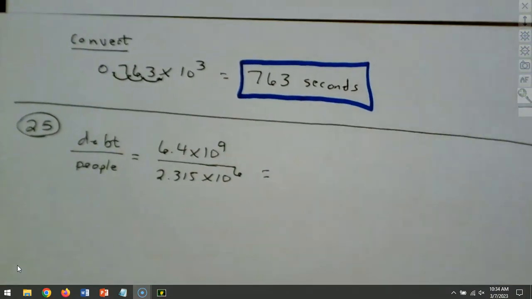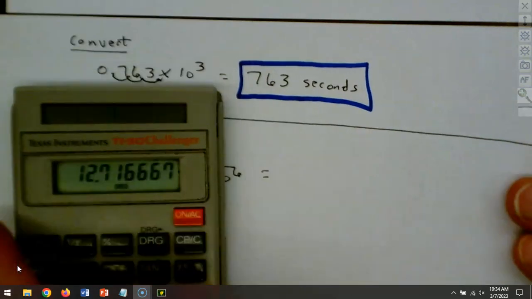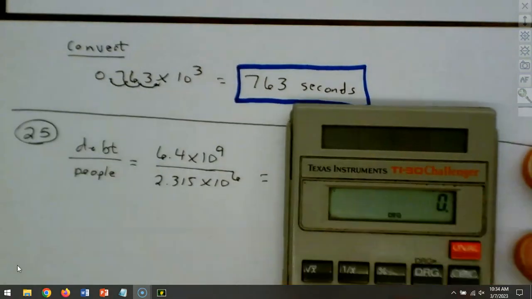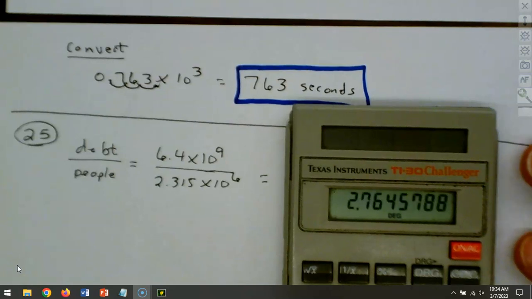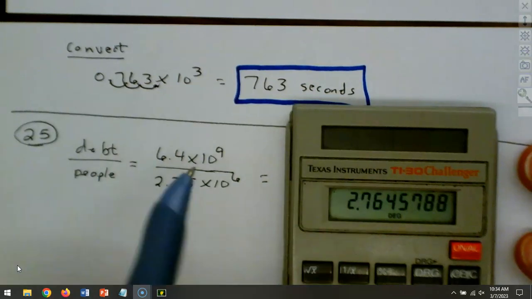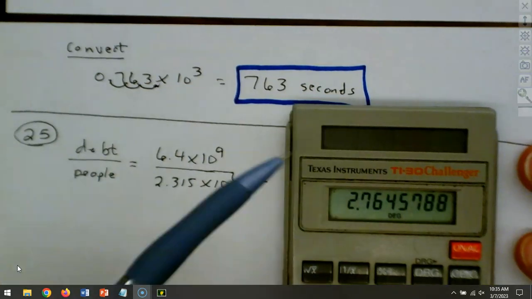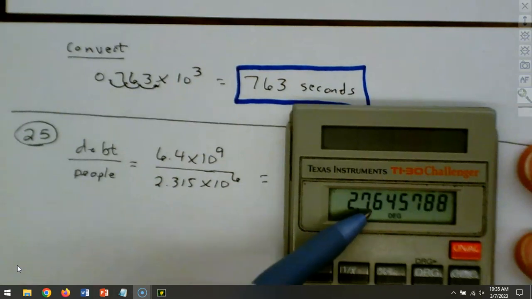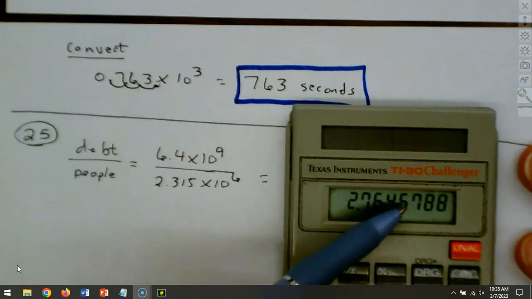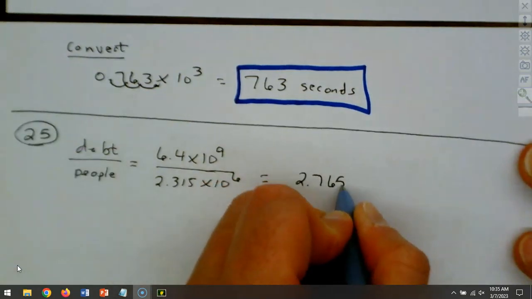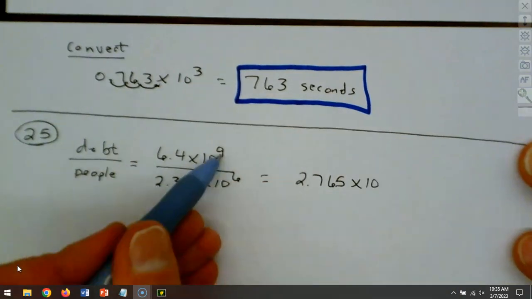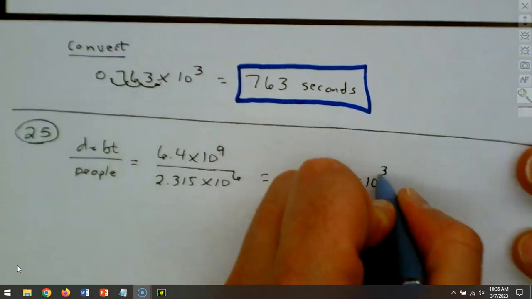What do we do next? We just simply divide. So let's go ahead and divide out here. We've got 6.4. We're going to divide that by 2.315. And we'll take this one out 3 places, because 3 places is probably enough. So that's going to be 2.76 if we round 5. So that's 2.765. And then we have 9 minus 6. That makes it a 3.